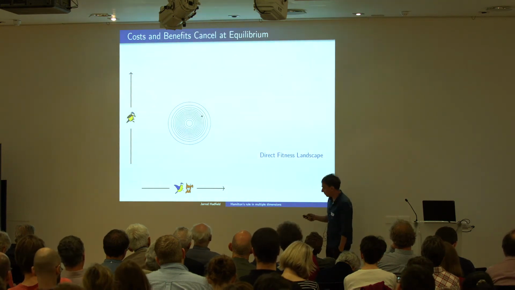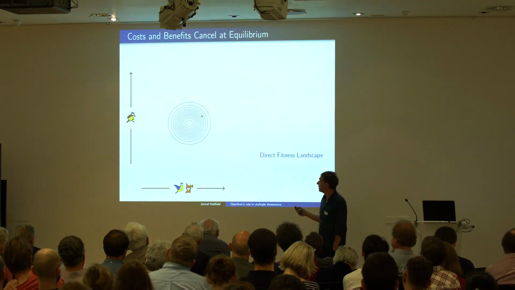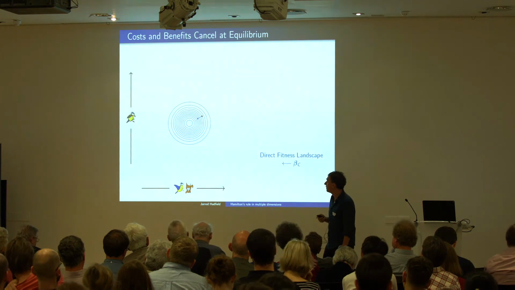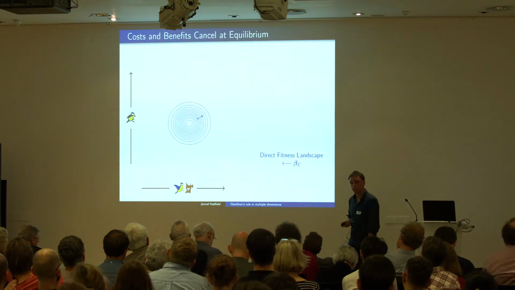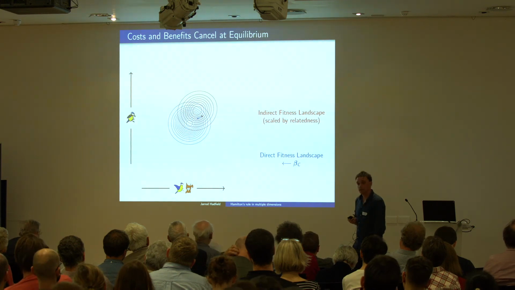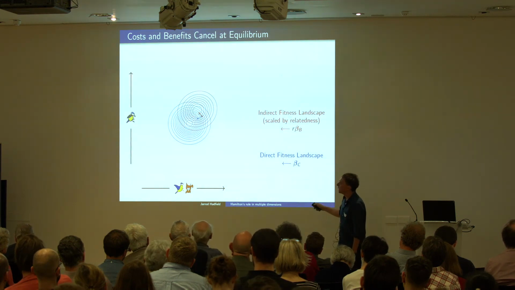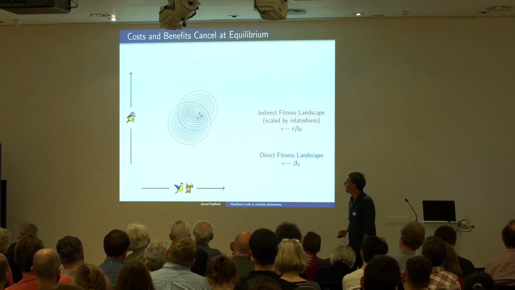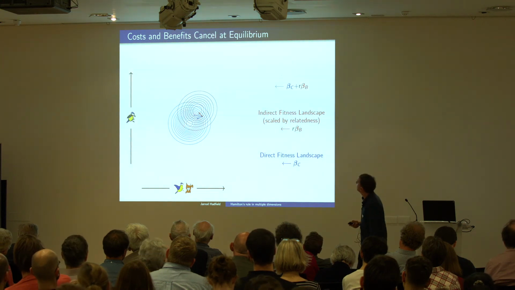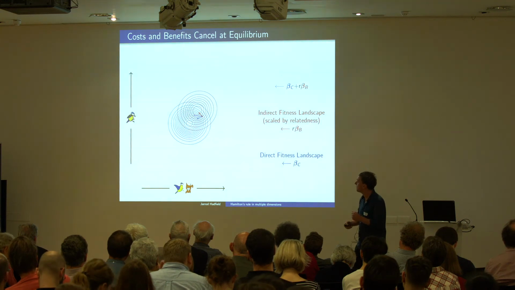If we just take another example, here we have the direct fitness landscape. The population resides here. That is the cost vector pointing uphill. We have the indirect fitness landscape again, and then the benefit vector is this vector pointing uphill for the indirect fitness. The total net selection is the purple vector.